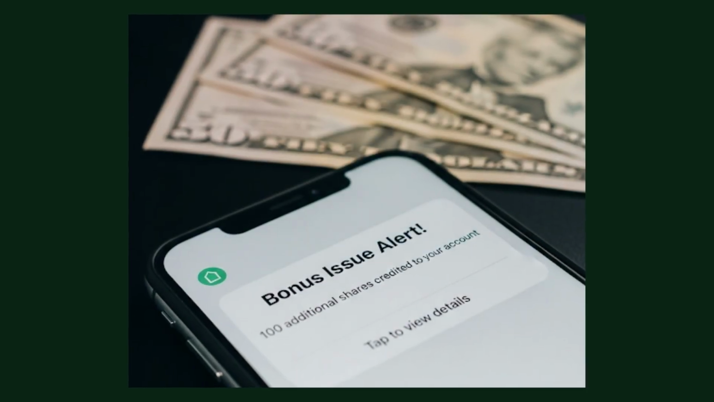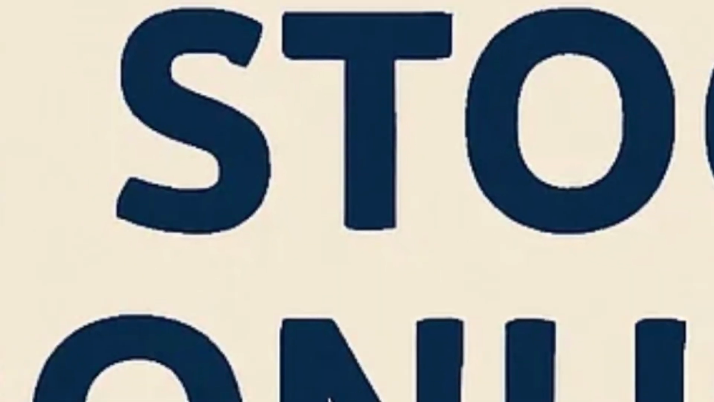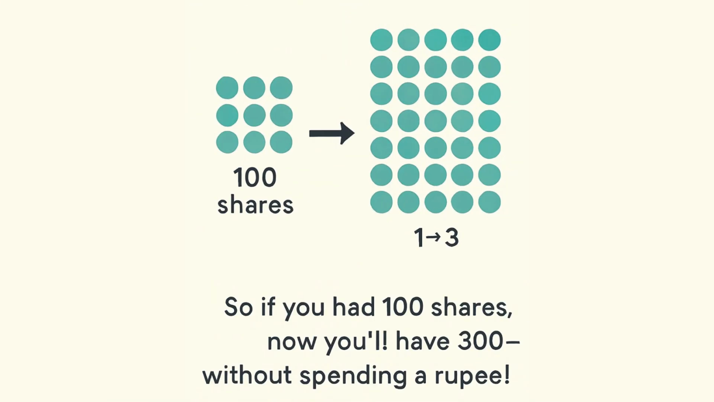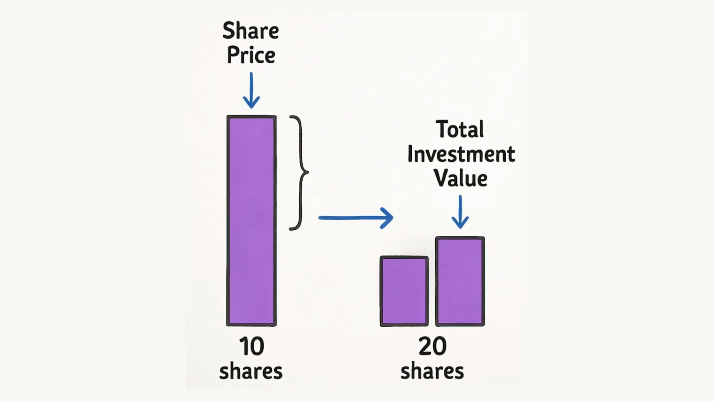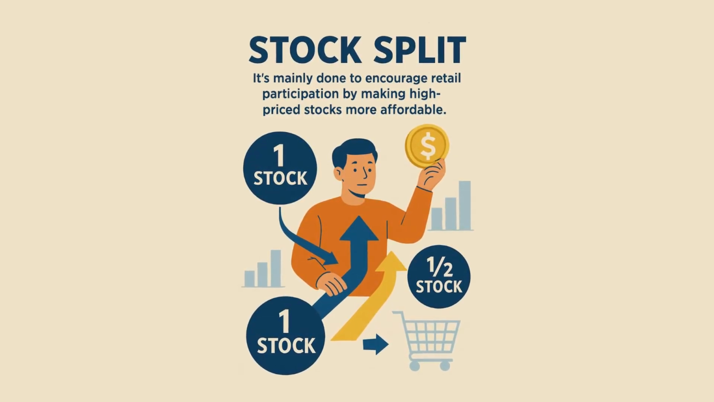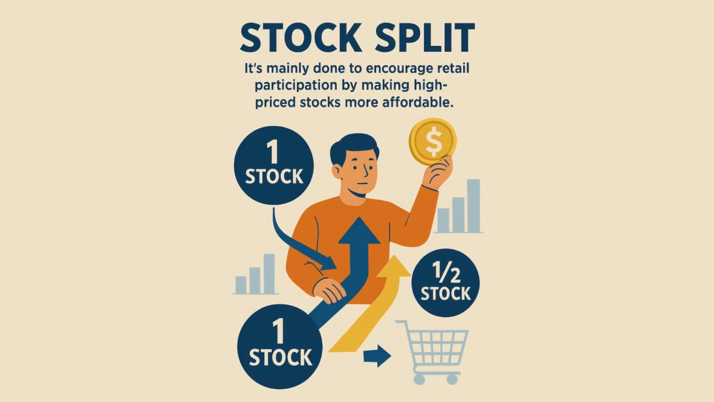In a bonus issue, shareholders receive extra shares instead of cash. Example, 2-to-1 bonus means you get 2 free shares for every one you own. So if you had 100 shares, now you'll have 300, without spending a rupee. Remember, the share price drops proportionally, but your total investment value stays the same. It's mainly done to encourage retail participation by making high-priced stocks more affordable.